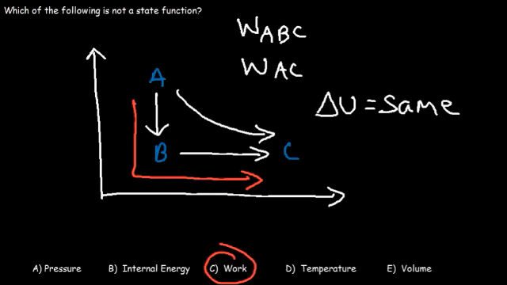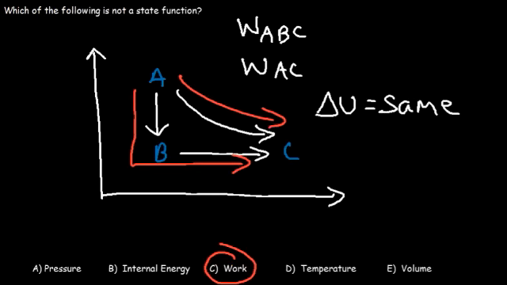The work will not be the same. The work depends on the path that you take. If you go from A to C by taking this route, the work is different than if you take this route, because the area under the curve is different. Also, heat is not a state function.